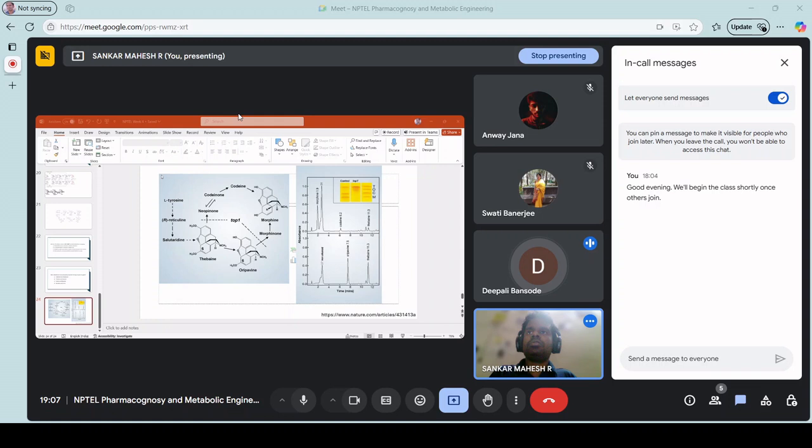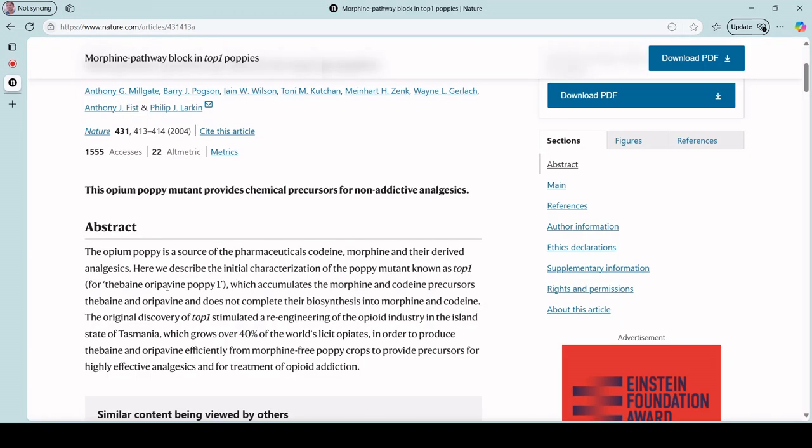Top one. I'll open the paper here which had done this work. I hope you're able to see. Are you able to see what I'm opening here on the other slide? Yes, sir. Okay, so this is Nature Plants. You can see the arrow. So here the top one mutant is thebaine oripavine poppy 1. So what they're trying to do here is that they would cut off this part and this part.